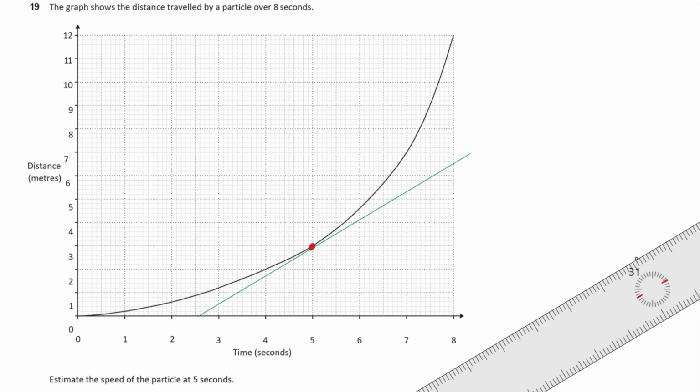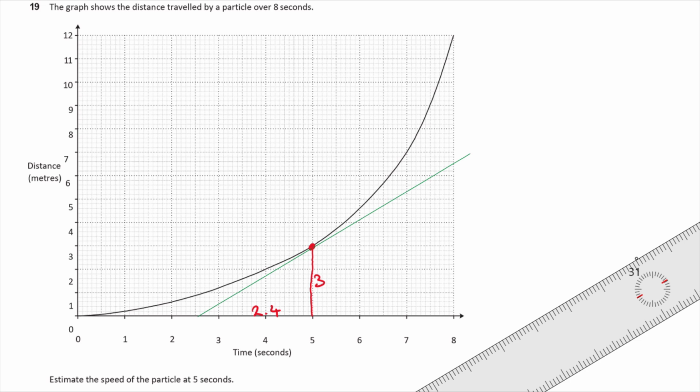And then what we need to do now is just find the gradient of our drawn line. So how do we do that? Well, we just look at change in y and change in x, don't we? So change in y is that length there. That's quite easy to read. My numbers on here have gone a bit wonky. So that's 1, 2, 3 units, isn't it? So that's got a distance of 3. And then along here, I've got about 2.4 seconds this way.